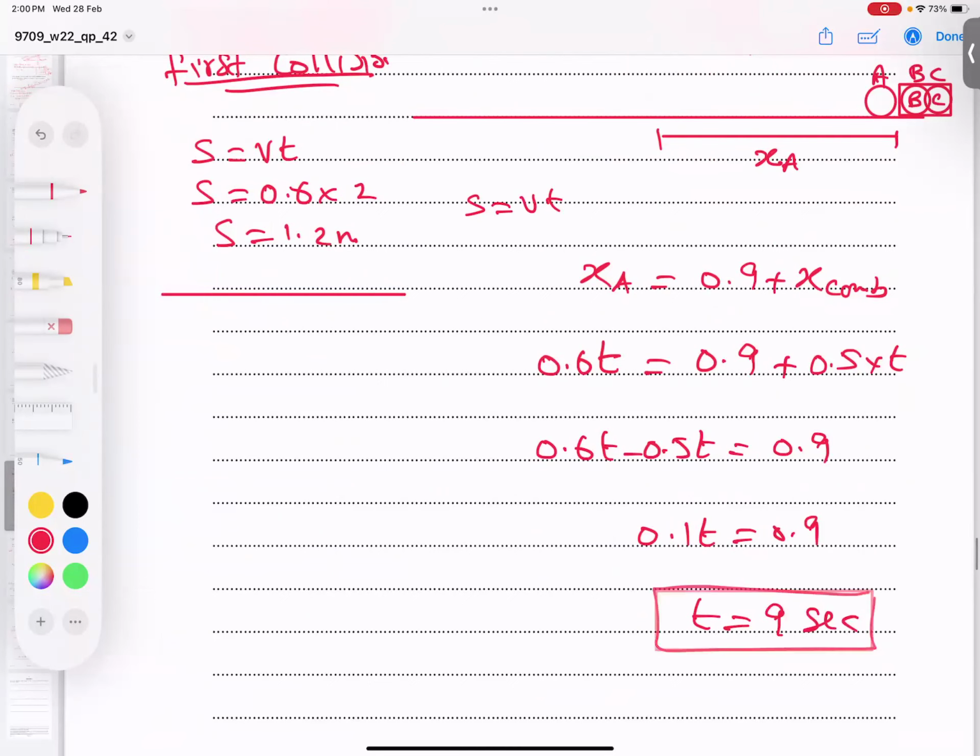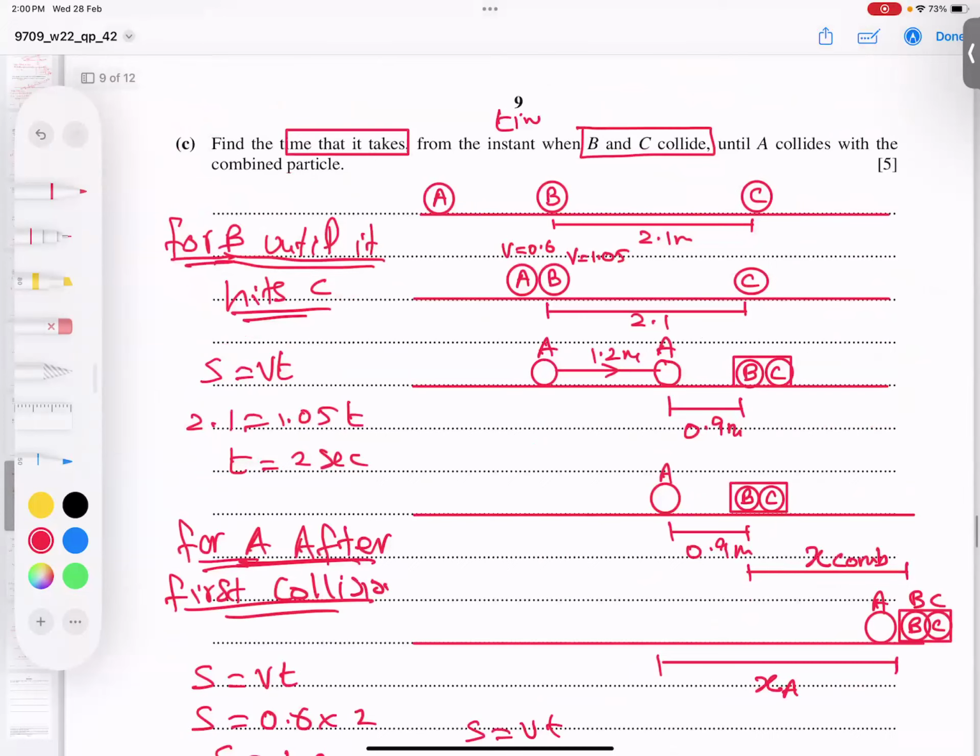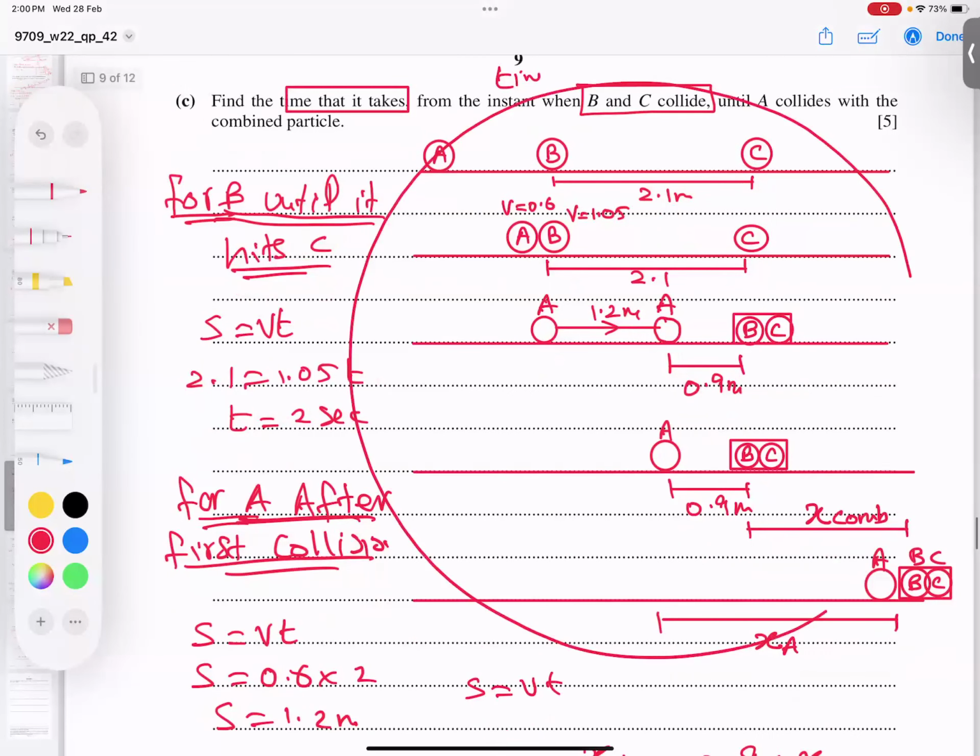I hope the concept is very clear, but make sure that without these diagrams, it's very hard to understand and very hard to do the question. So as a teacher, I suggest that whenever you try this kind of question, you must sketch these ideas. Otherwise, you can't solve this question. I hope the concept is clear.